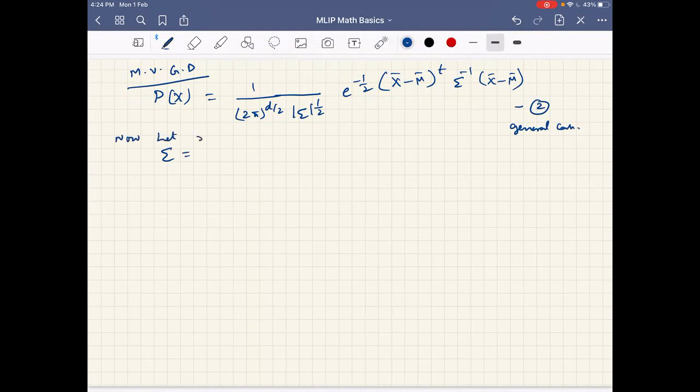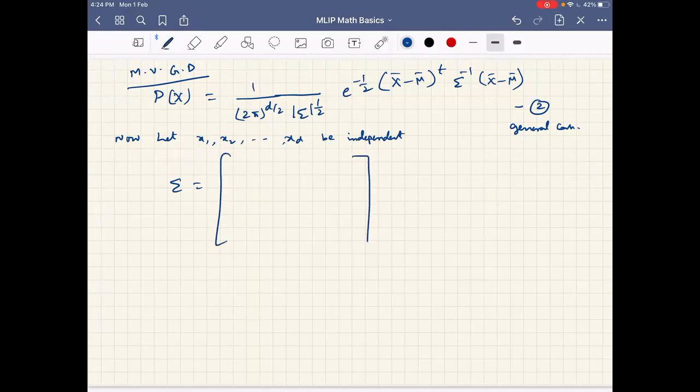Now let x1, x2 and so on up to xd be independent. Once these become independent, how do I write this sigma? See, what does it mean? Independent means there is no covariance between x1, x2, x1, xd and so on.